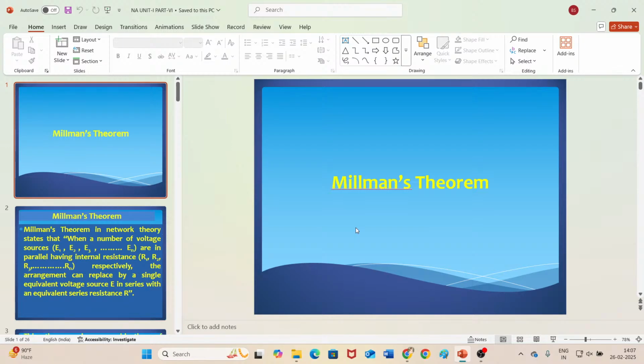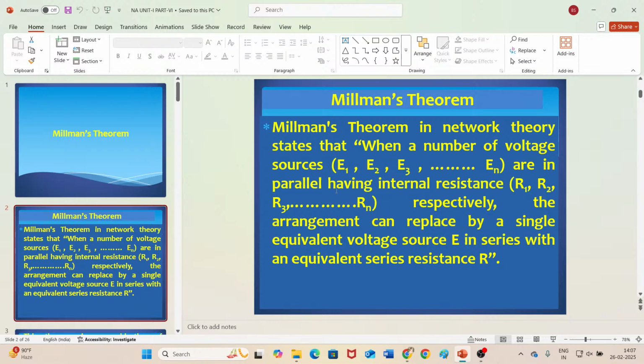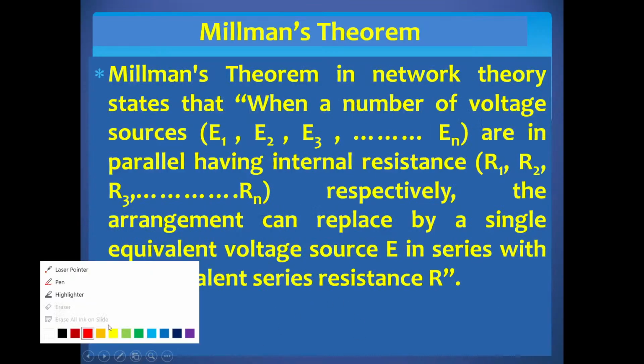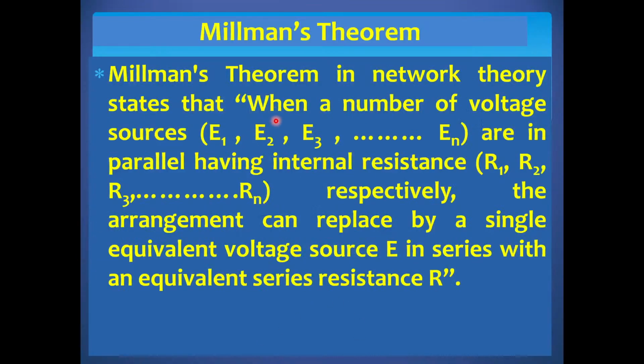So let us see what is meant by Millman's theorem. What is the statement for this Millman's theorem? It states that when n number of voltage sources are there, meaning more than one voltage source, here I have written E1, E2, E3, up to En, some n number of voltage sources.